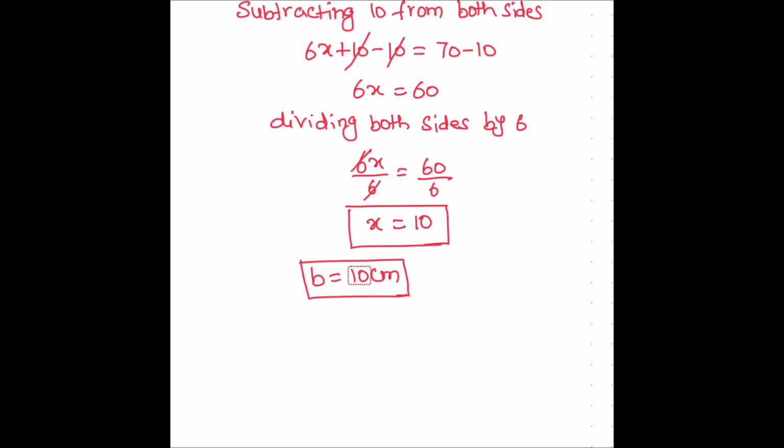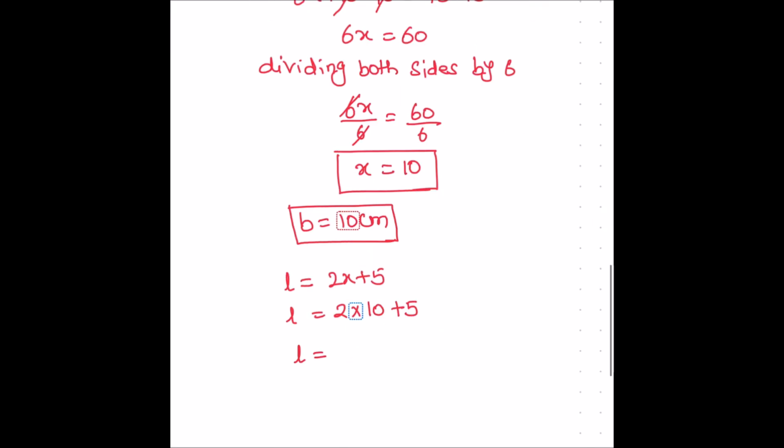Let's find the length of the rectangle. Length of the rectangle is 2x plus 5. So 2 times x, which is 10, 2 times 10 plus 5, or L equals 2 times 10, 20 plus 5, or length equals 25 centimeters. So this is the value of length.